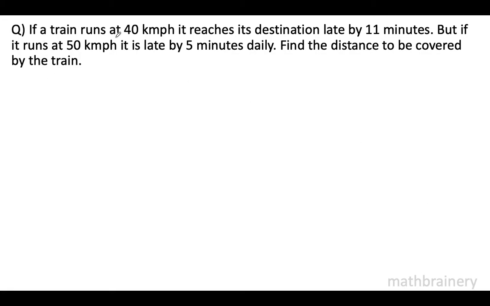If a train runs at a speed of 40 km per hour, it reaches its destination late by 11 minutes. But if it runs at 50 km per hour, it is late by 5 minutes daily. Find the distance to be covered by the train.